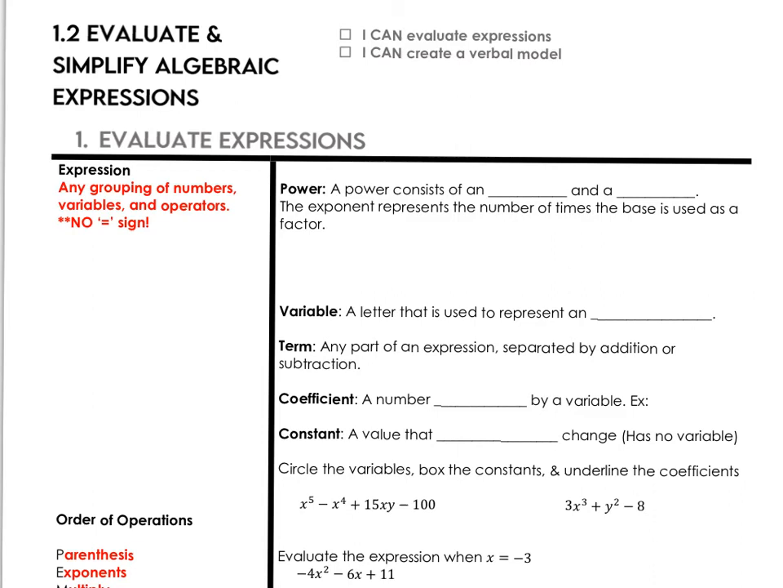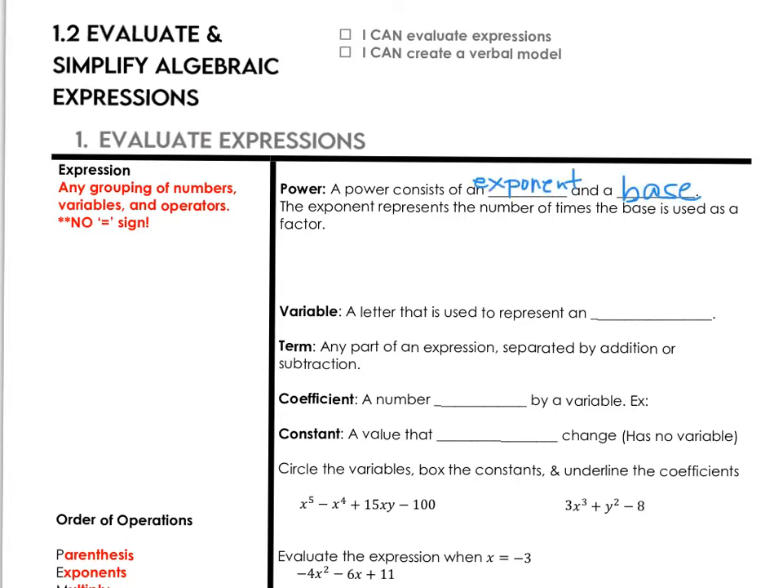Lesson 1.2, Evaluate and Simplify Algebraic Expressions. In this lesson, we'll look at practice with evaluating expressions and creating a verbal model. An expression is any grouping of numbers, variables, and operators. You'll know you have an expression and not an equation because you'll be missing the equal sign.